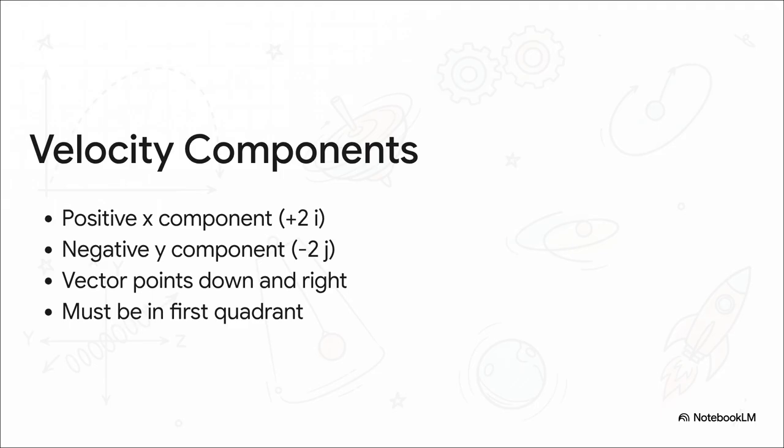All right, welcome back. Let's walk through the logic on this one together. Looking at the components, the velocity has a positive x component, that's the plus 2i, meaning it's pointing to the right. It also has a negative y component, that's the minus 2j, meaning it's pointing downward. So our combined velocity vector points diagonally down and to the right. Now, if the particle is traveling counterclockwise along a circular path, for that tangent line to point down and to the right, the particle literally has to be located in the first quadrant of that circle. If you got that right, fantastic, you officially know how to read vector components.